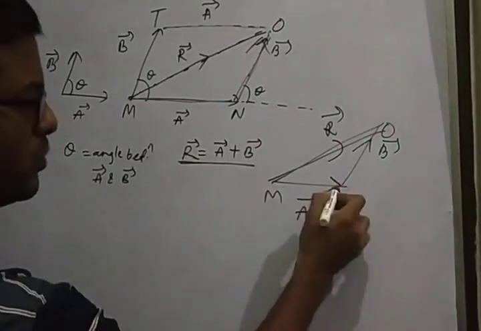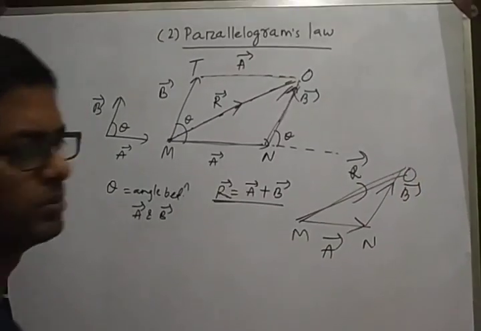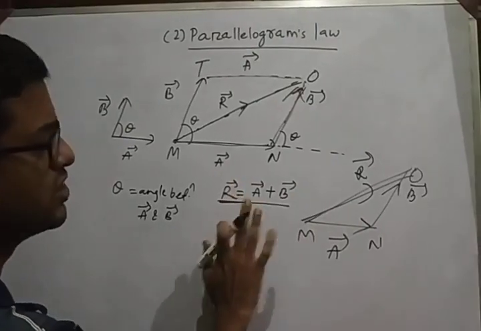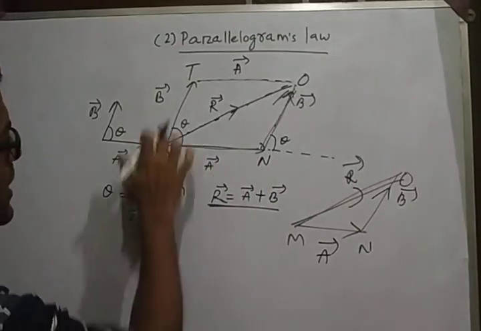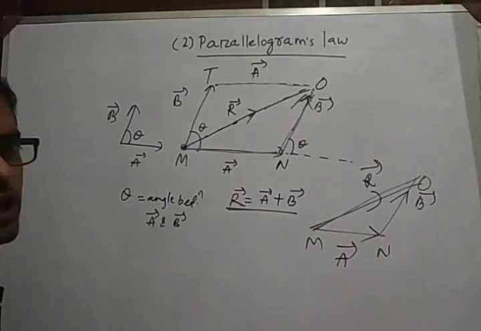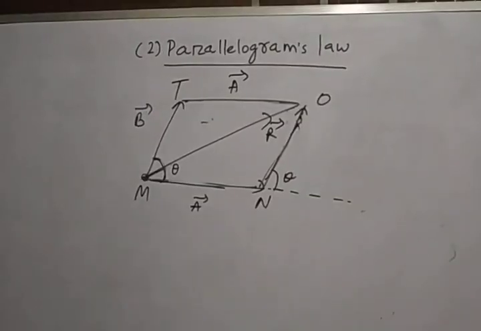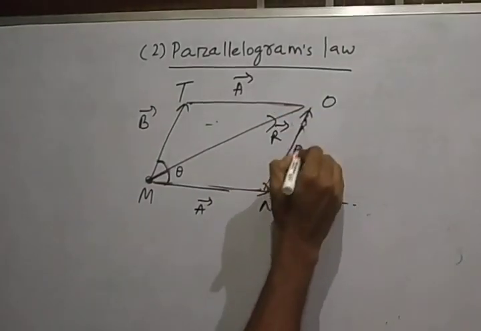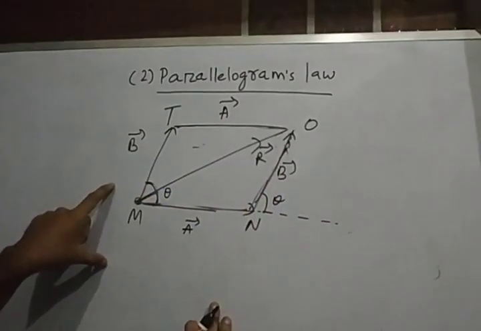If two vectors are represented by two sides of a triangle taken in the same order, then the resultant will be the third side of the triangle taken in opposite order. I have already discussed this in the triangle law, so there is no need to discuss much. Just remember, if two vectors are represented by two adjacent sides of a parallelogram drawn from a point, then the diagonal which is passing through the common point will represent the resultant of the two vectors. So we have seen from the diagram that A vector plus B vector equals R vector from the triangle law, and A vector plus B vector equals R vector from the parallelogram law.